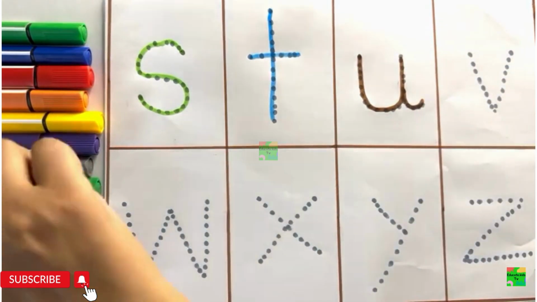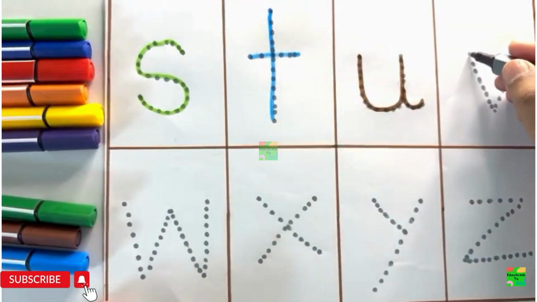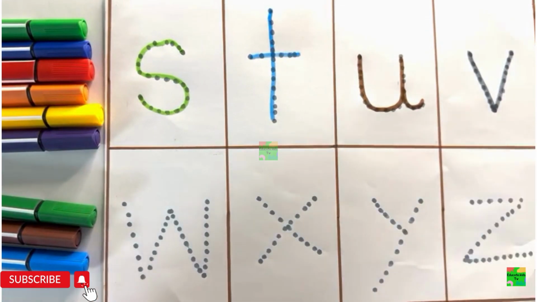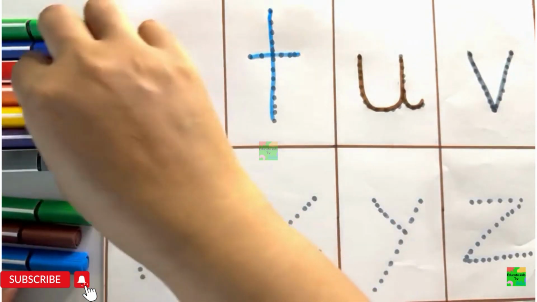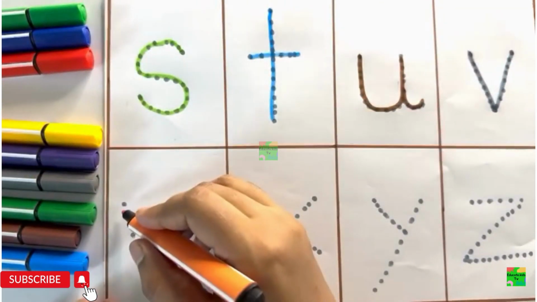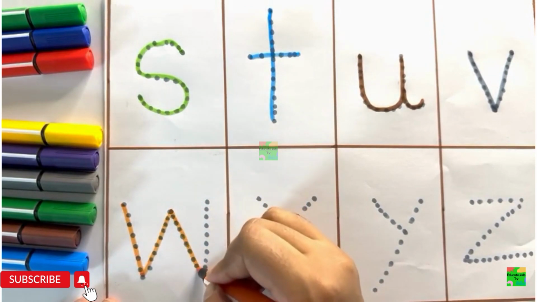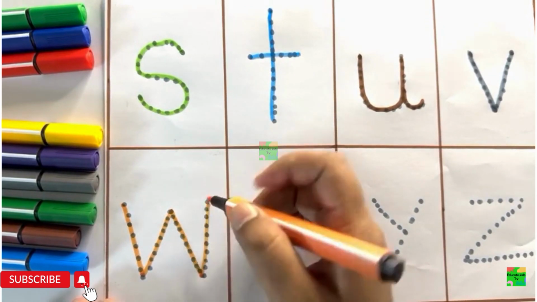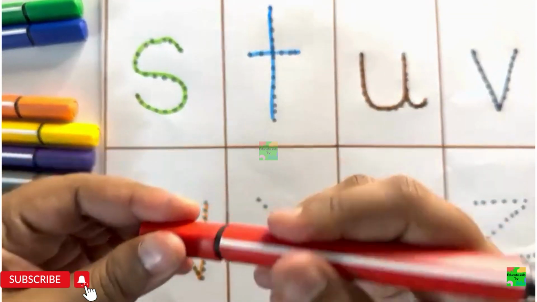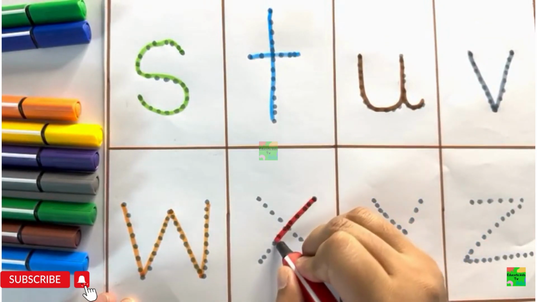Umbrella. Next is V, gray color. V, V, van. V, V, van. Next is W, orange color. W, W, watch. W, W, watch. Next is X, red color. Red color X.